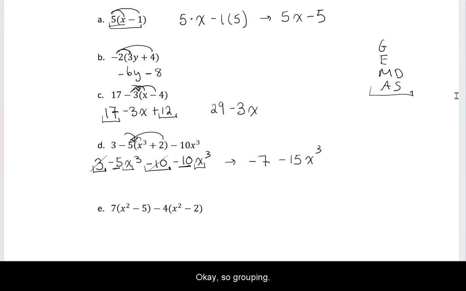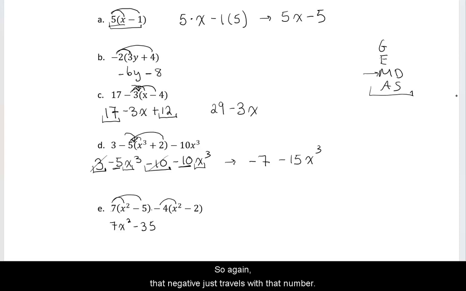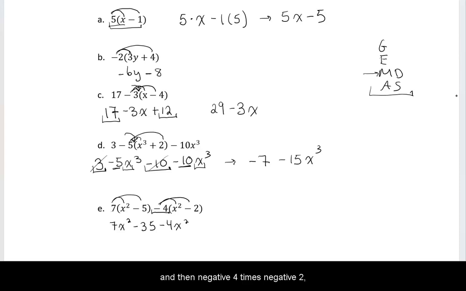Okay, so grouping, I do have a grouping symbol, but again, I cannot combine what's in there, right? Because they aren't like terms. So I need to go straight to my distribution, which is my multiplication. So I distribute 7 throughout. I get 7x squared. 7 times negative 5 is negative 35. Negative 4 times x squared. So again, that negative just travels with that number. So I have negative 4x squared. And then negative 4 times negative 2, which is positive 8.